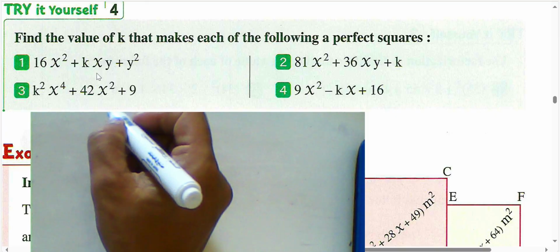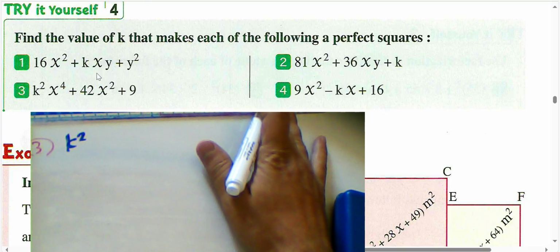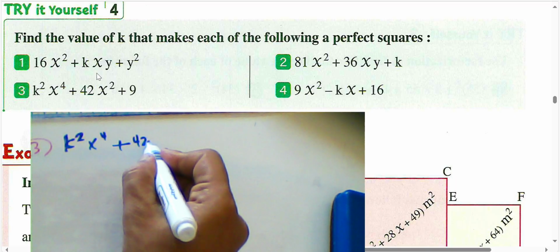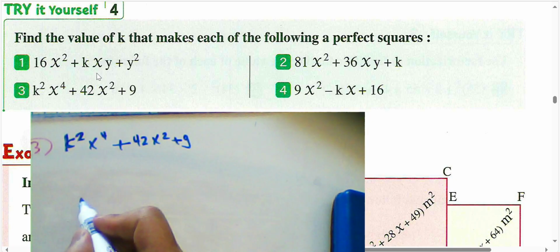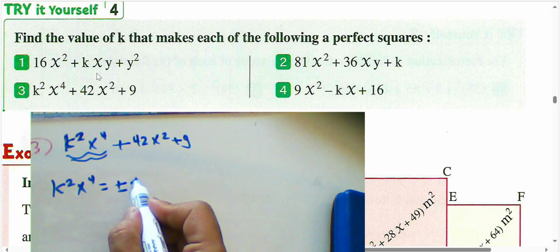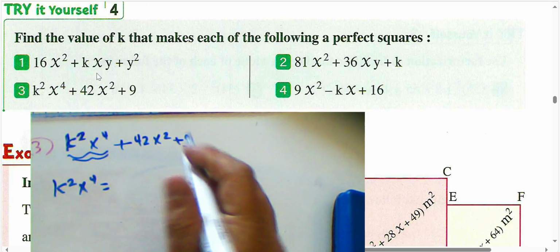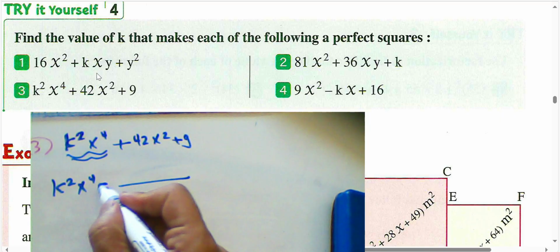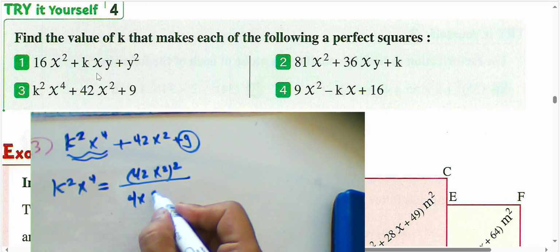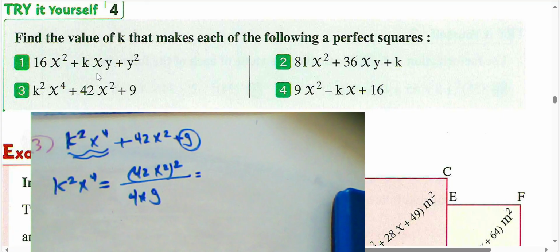k power 2 x power 4 plus 42x power 2 plus 9. This is the first. Okay, then k power 2 x power 4 equals positive or negative 2 reduced by, we have the first here, right? 4 times 42x power 2 all power 2 over 4 times the third. Okay, because we want to find the value of k. K here is present as the first term.